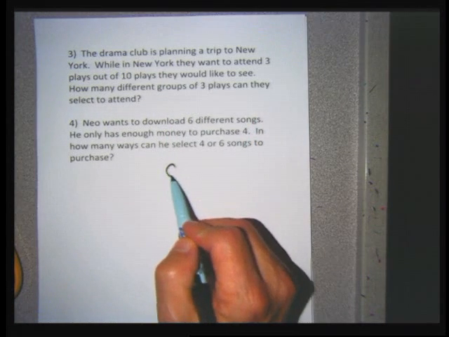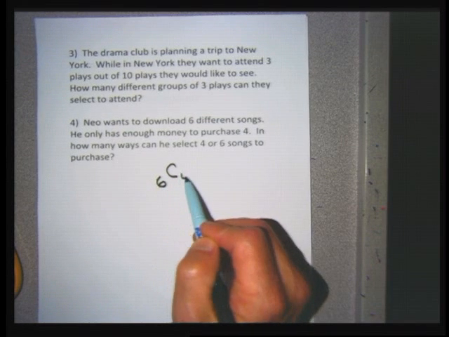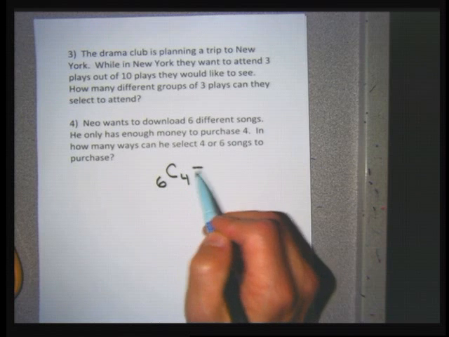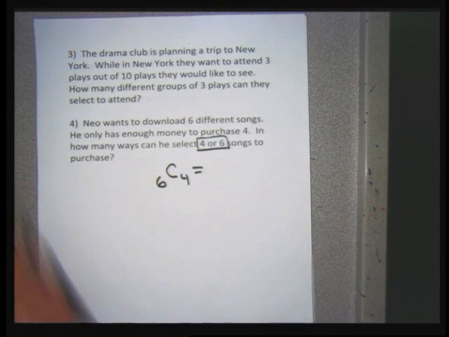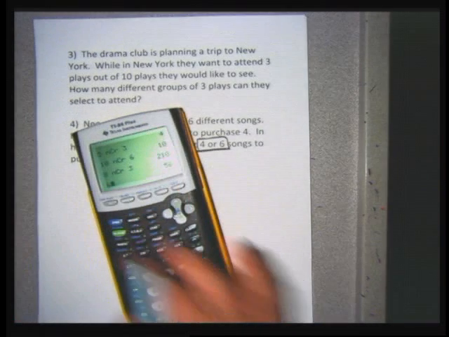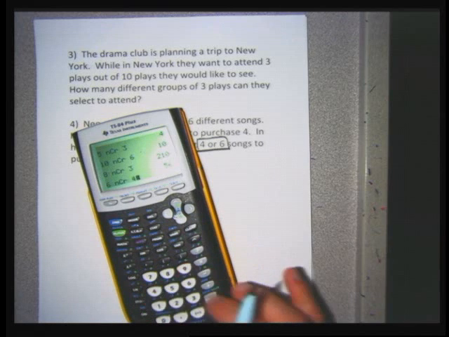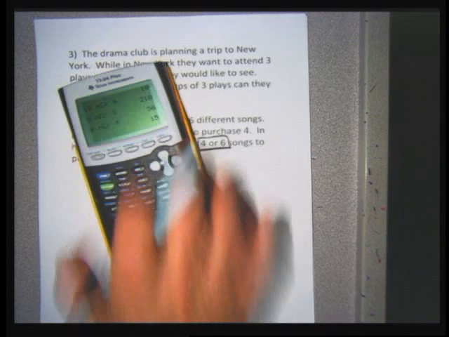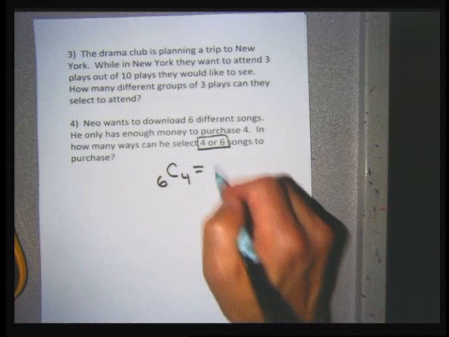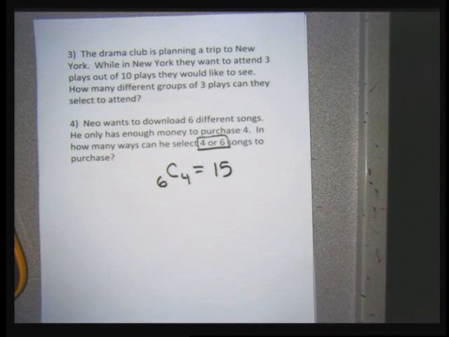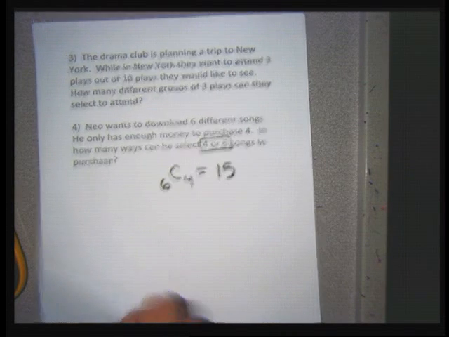So this is a combination problem because just being selected is enough, and the order that you get selected in isn't important. So that's a combination of 4 of the 6, or 6 choose 4. So I'm going to go 6, math, probability, nCr 4, and I'll get 15. Clear this out now. So there are 15 different groups of 4 songs he can purchase of the 6 that he wants.